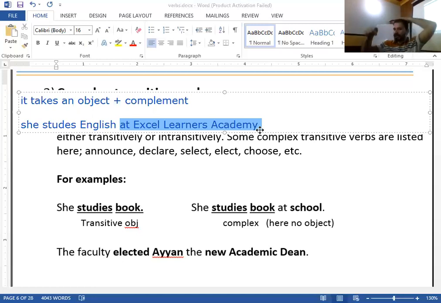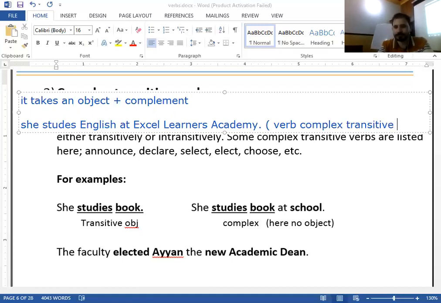Intransitive verbs we will explain later. So she studies what? She studies English. Where? At Excel. In this sentence, this word is called what? Complex transitive, because it takes one object plus complement.